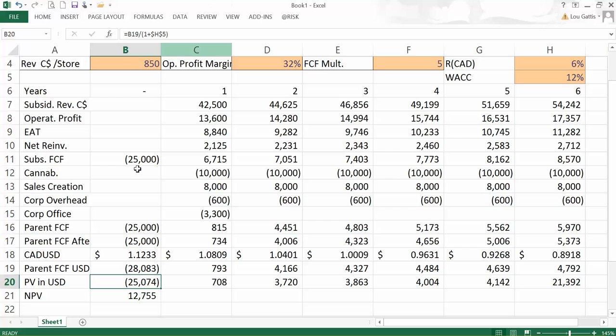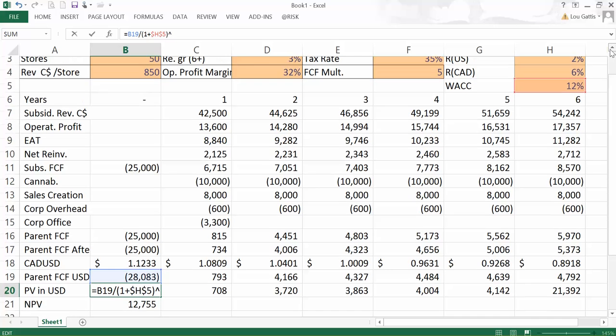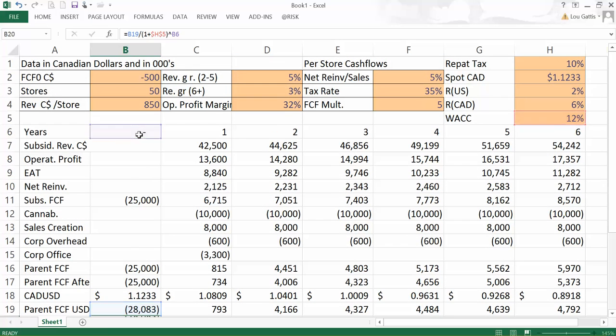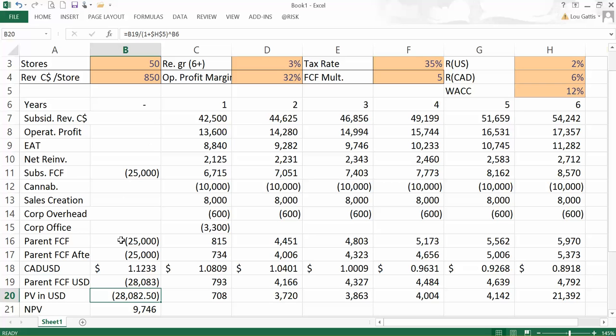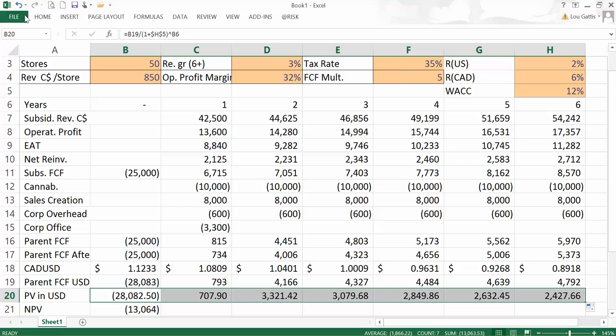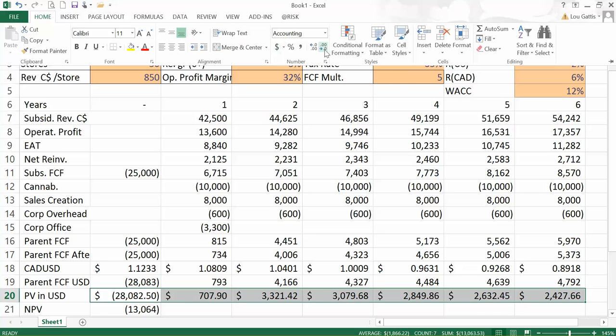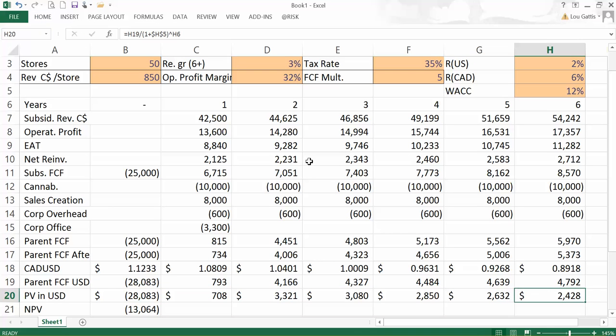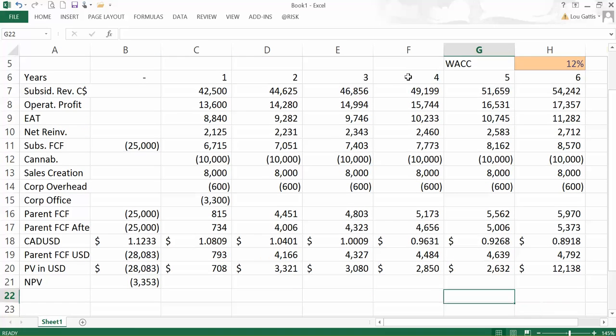Oops, I didn't take those to the T power, so let's go back there. So let's do 1 plus WACC raised to the 0 power. Now I can copy that across. And then again, I take that last cash flow and multiply times 5. But make sure you use the reference. Okay, so now we have the NPV.